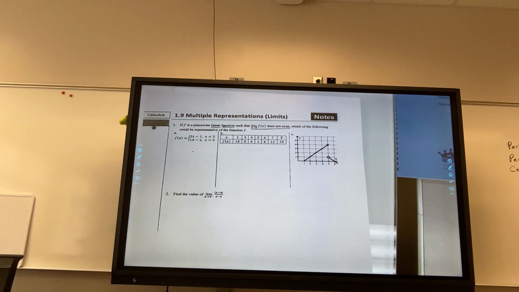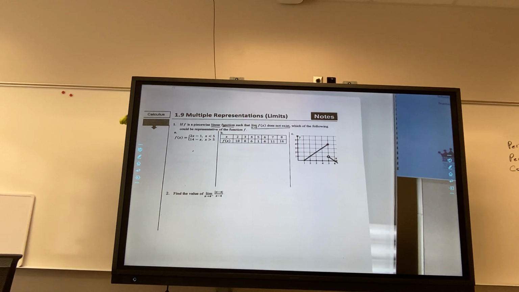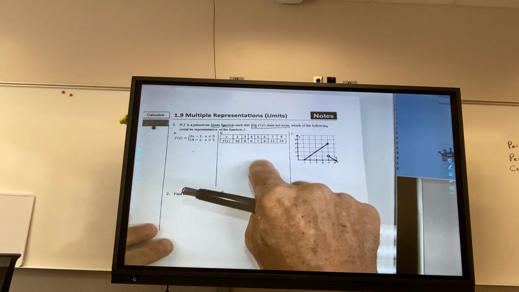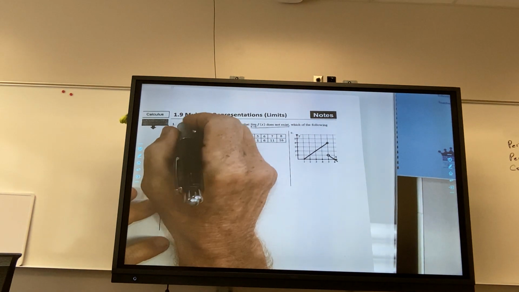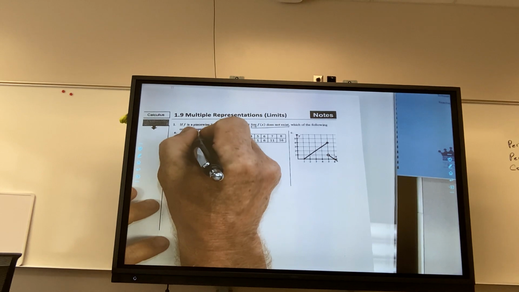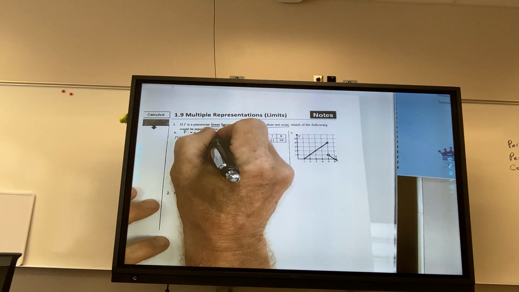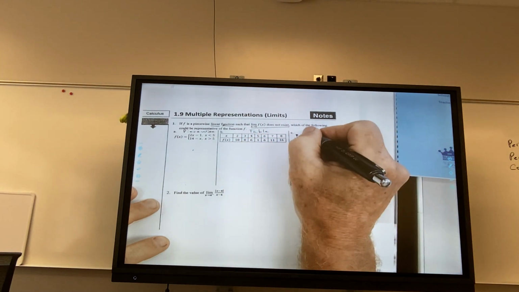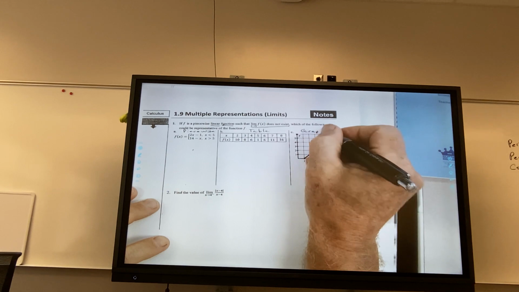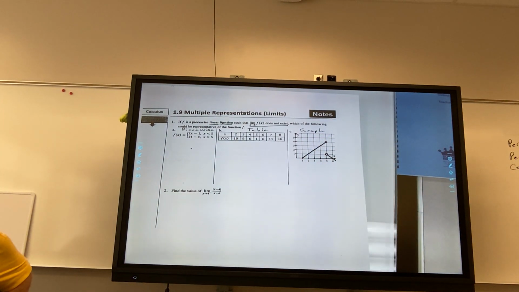So what they're doing is, you've been doing problems, find the limit, find the limit, find the limit, and now they're saying, okay, you got f, and it doesn't have a limit, and I have these 3 forms. Which of them doesn't have a limit for f? Well, this is piecewise. This is table. And this is graph.